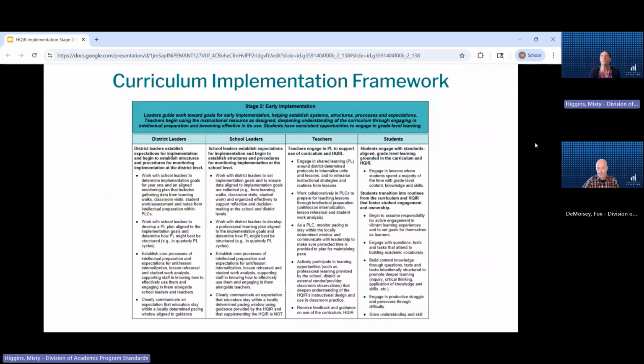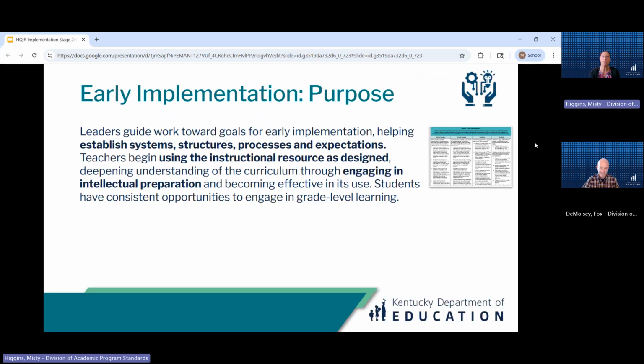This is a screenshot from stage 2 of the curriculum implementation framework. And again, that just provides a detailed roadmap of the key responsibilities broken down by role group for each of the 3 stages of curriculum implementation. And in this video, we're going to spotlight some of the key responsibilities from the district and school leader columns, along with some recommendations just based on experiences from districts across the state as they engaged in the work of early implementation. So first, let's start with the purpose of early implementation.